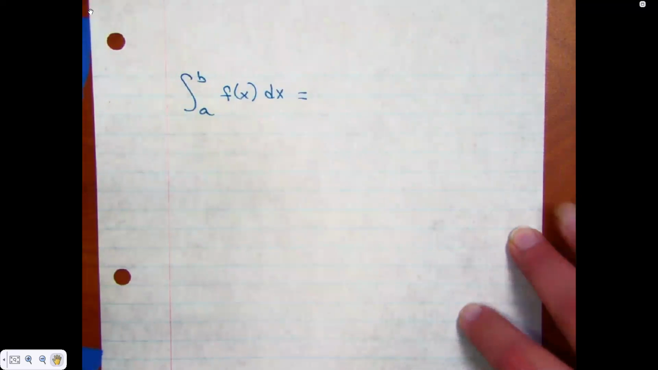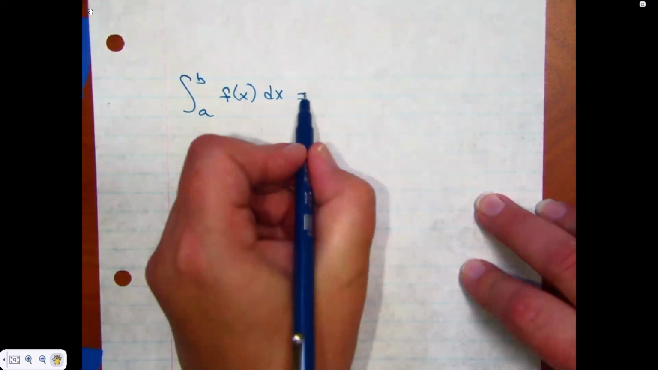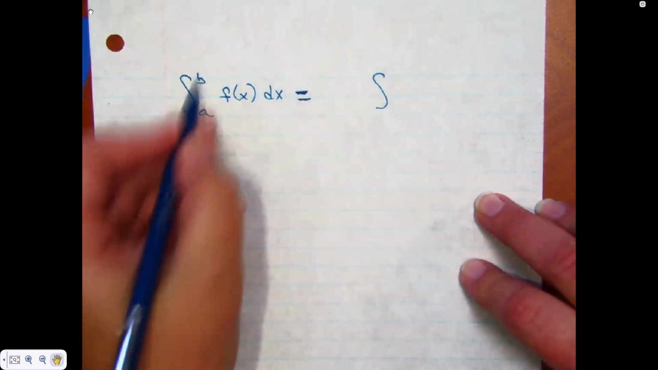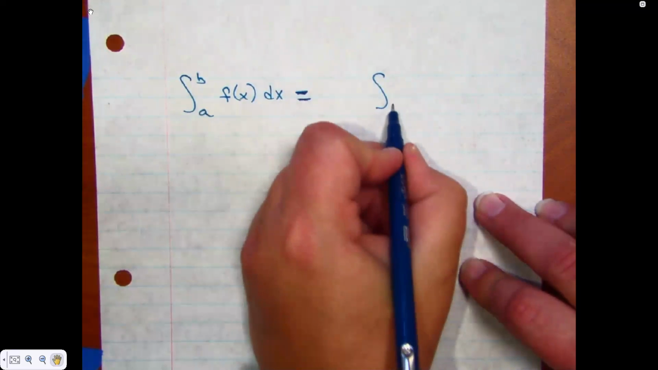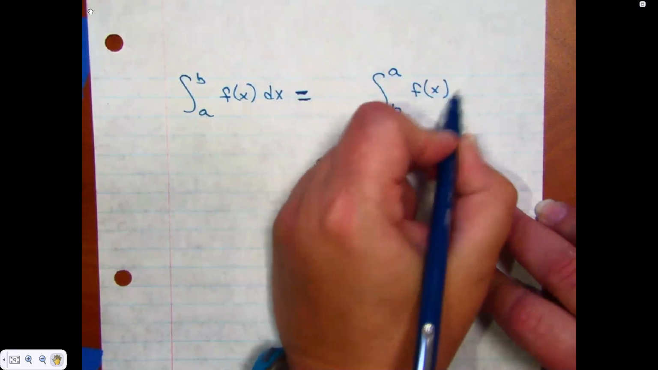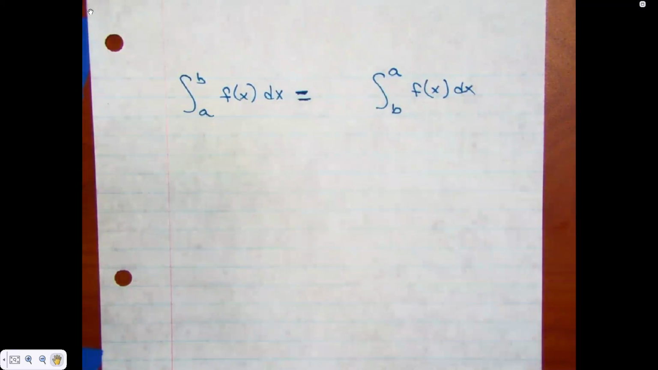What's our last one? Okay, so our last one is if we got the integral from A to B of f of x dx. If I want it equal, now this is very important, if for some reason I want to switch these, and I put B down here and A here, I can do that, but I'm going to get the opposite, right?